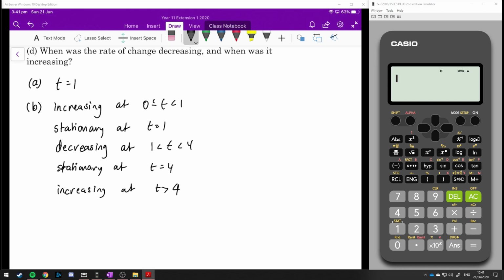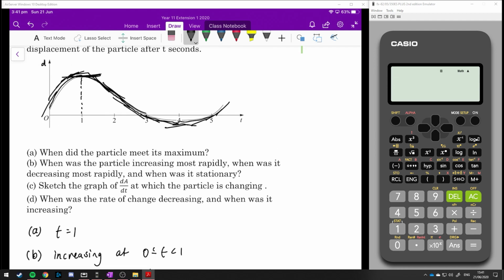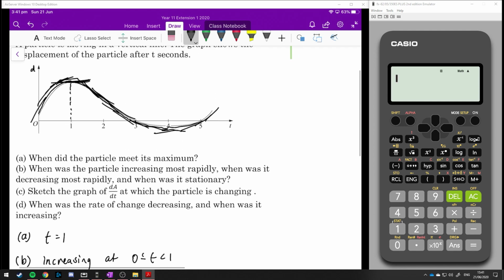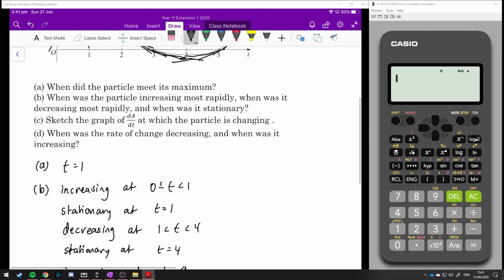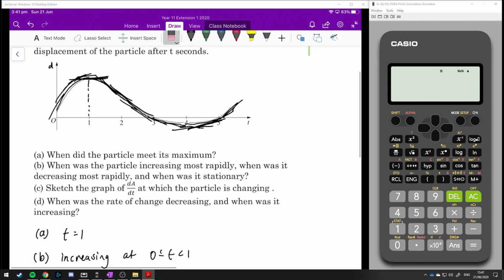Okay, so increasing between 0 and 1. Because all the gradients are positive, it's flat at 1, so it's stationary. It's decreasing between 1 and 4, flat at 4, and then increasing when it's bigger than 4. Okay, so we'll get rid of those.